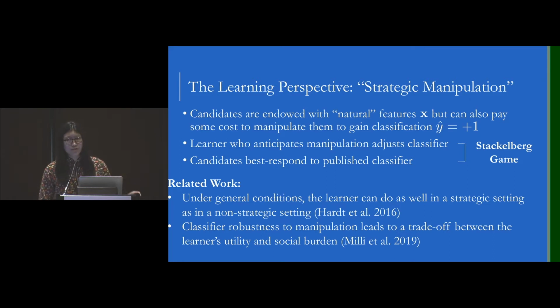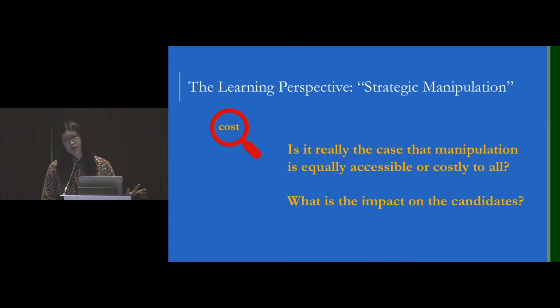Actually, in a talk right after this, Milli et al. are also going to give another look at strategic manipulation and fairness. We're interested in this question of cost, and we want to ask the following question. Is it really the case that candidates can equally manipulate? Is the opportunity to take test prep services equally accessible to everybody? And what is the impact on the actual candidates when classification systems are designed with manipulation in mind?